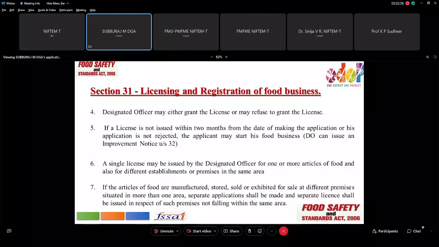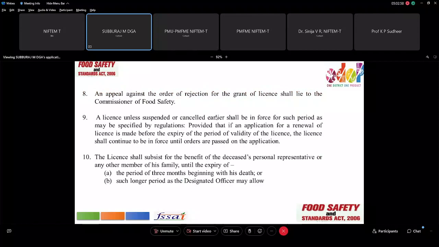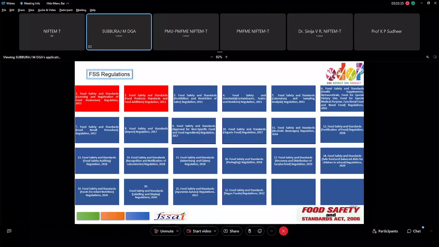Okay. So this is the definition from the Act for this licensing. It very clearly says that in case the designated officer rejects your application, and you are not satisfied with the rejection, then you may appeal to the State Food Safety Commission in the concerned state. Then they may consider the application, and the license application may be activated. Okay, this Act is very, very important.